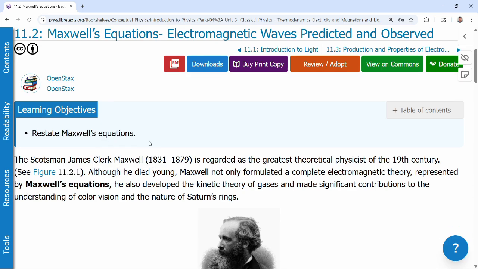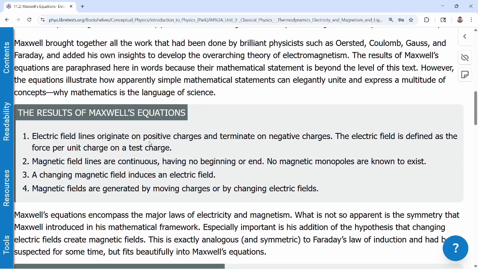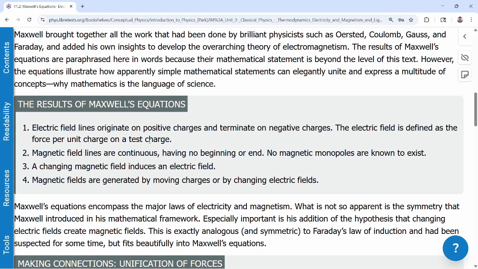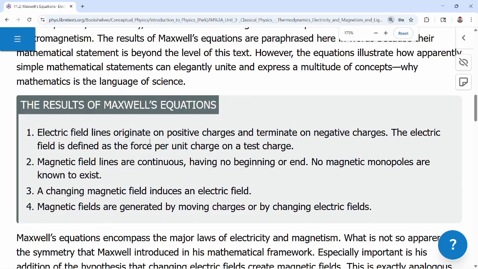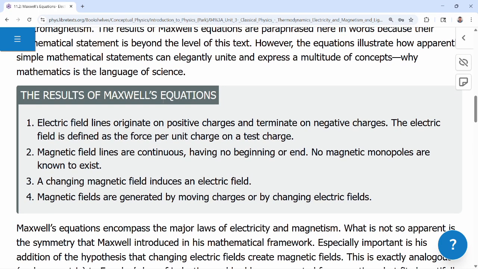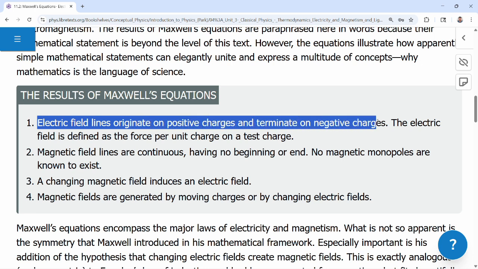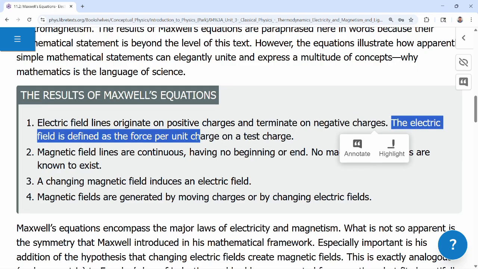So in your textbook, the textbook attempts a description of the 4 equations that are in the set that we call Maxwell's equations. That's what you see here in the box titled the results of Maxwell's equations. So rather than giving you Maxwell's equations, which need calculus for correct statement, it's trying to tell you what each of those equations mean. The first equation says the electric field lines originate on positive charges and terminate on negative charges. The electric field is defined as force per unit charge on a test charge.